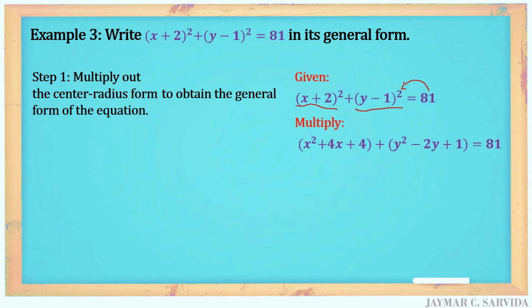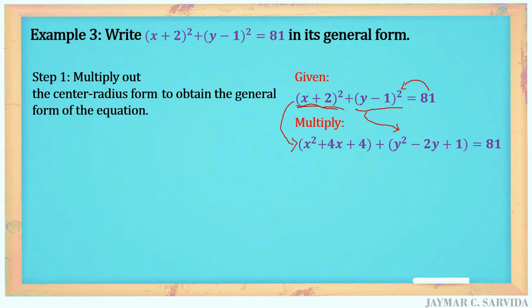So we multiply now or expand itong ating quantity of x plus 2 squared at quantity of y minus 1 squared. And that will become x squared, itong ating quantity of x plus 2 squared, that will become quantity of x squared plus 4x plus 4. And ito namang quantity of y minus 1 squared will become y squared, quantity of y squared minus 2y plus 1. Pero how did we get itong ating x squared plus 4x plus 4? By expanding the quantity of x plus 2 squared.